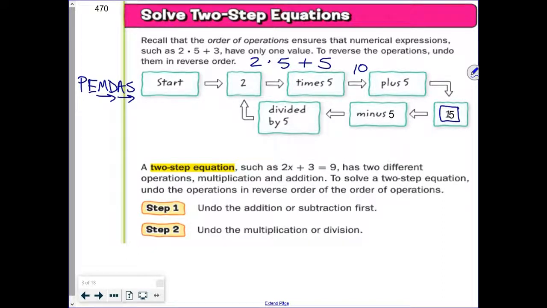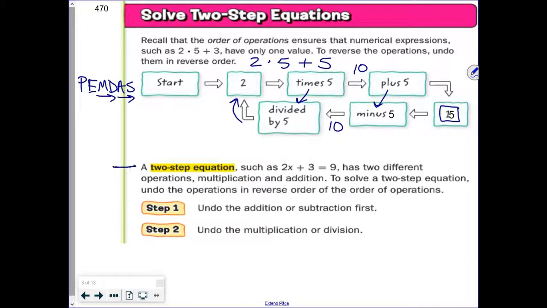To undo that, you're going to do things in the opposite order and doing the opposite. So the opposite of adding is subtracting. So we would subtract 5, which would then give us 10. And then we would do the opposite of multiplying, which is dividing. So we would divide 10 by 5, and that would again give us 2. So to undo something, we have to do the opposite, but also in the opposite order.